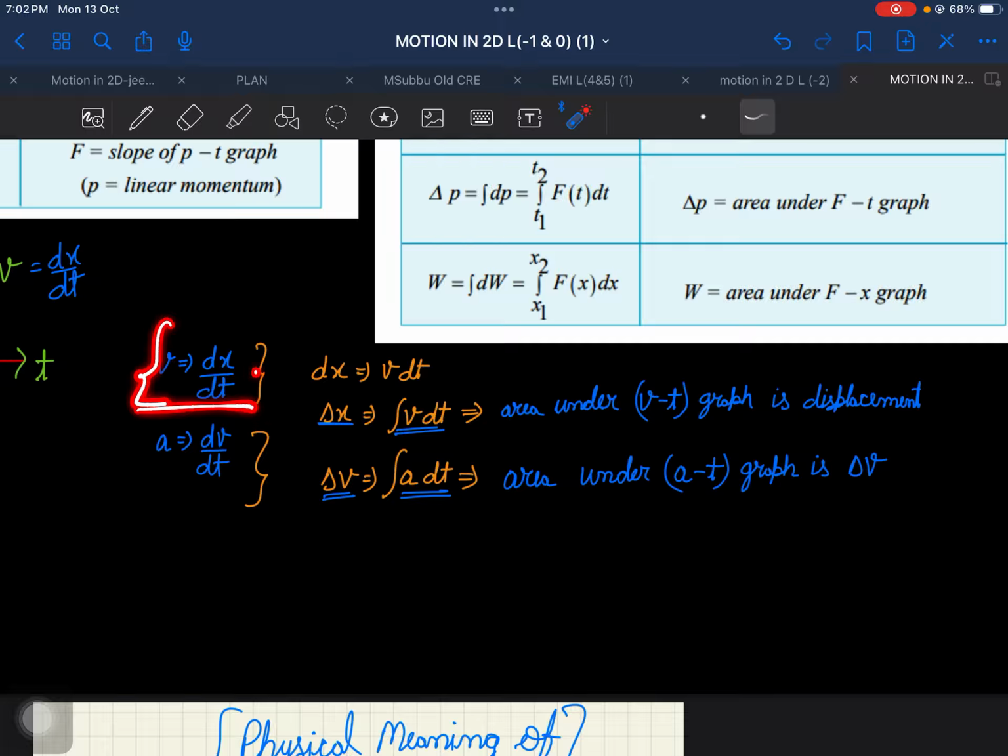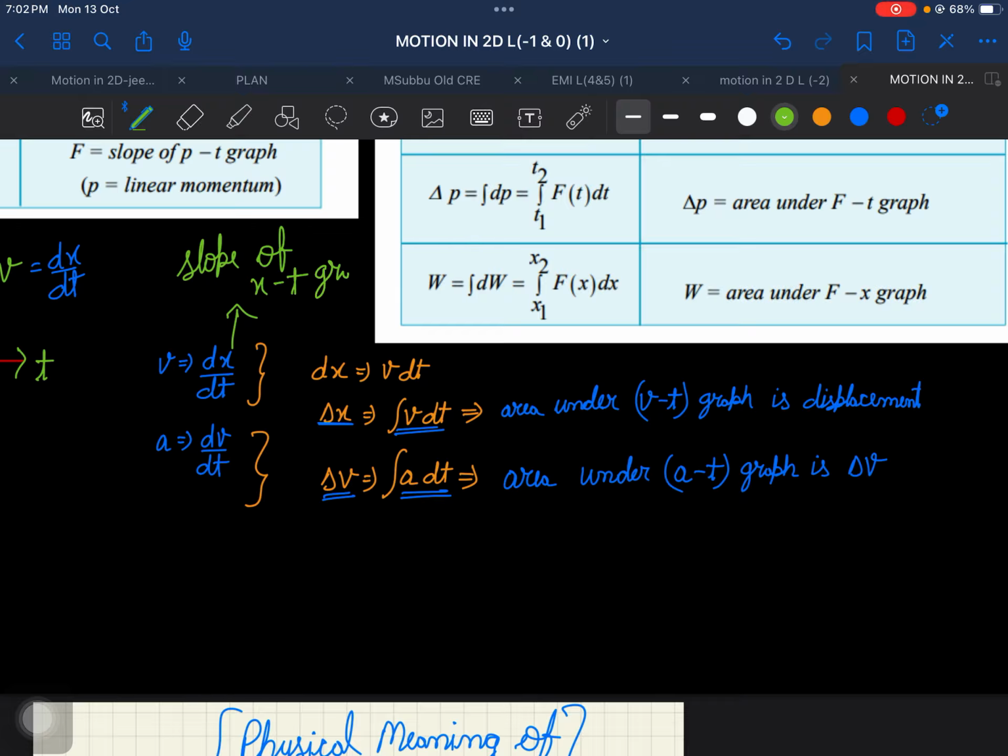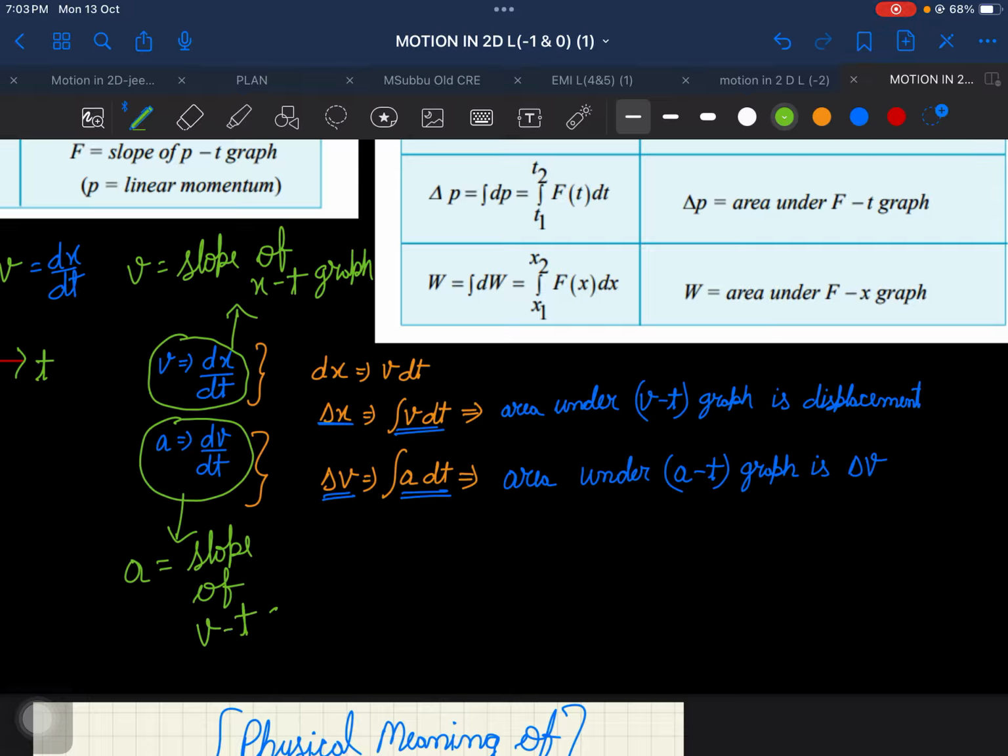It means, in the x-t graph, let me write this down also here. Clear? So velocity is the slope of the x-t graph. This formula states that velocity is the slope of the x-t graph. This formula states that acceleration is the slope of the v-t graph. Note it down. This is the conclusion of this lecture. Clear? So this is the physical meaning of differentiation.